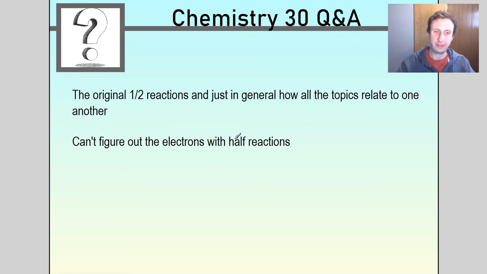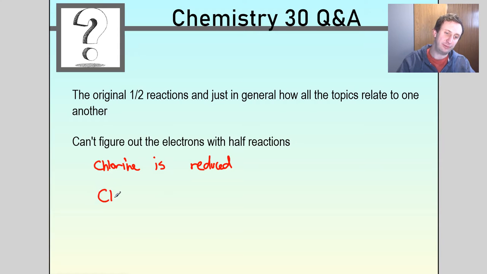The original half reactions, and then this kind of fit in, so I put this question as well: I can't figure out the electrons with half reactions. Great, let's go through a few examples. Let's actually just start out with something really simple, like chlorine is reduced. So if I'm looking at the reduction of chlorine, I would start out with chlorine as Cl2 gas.